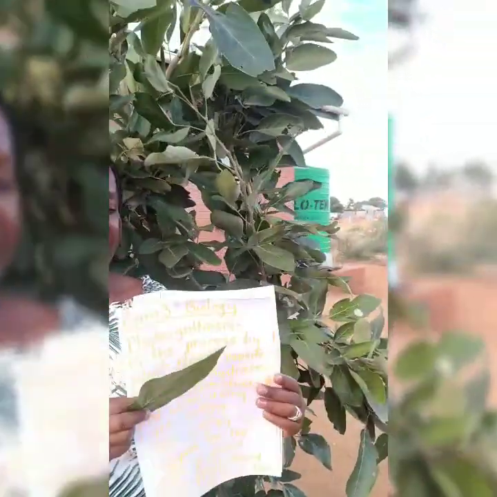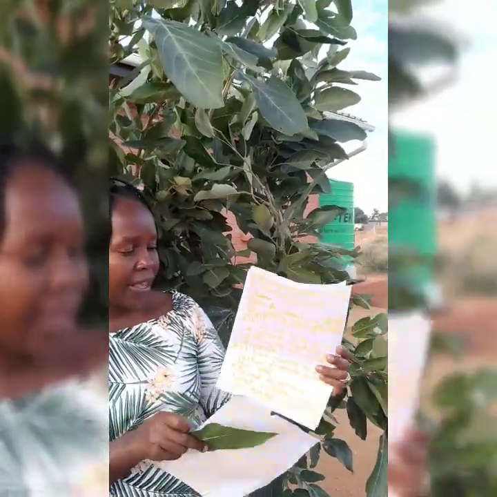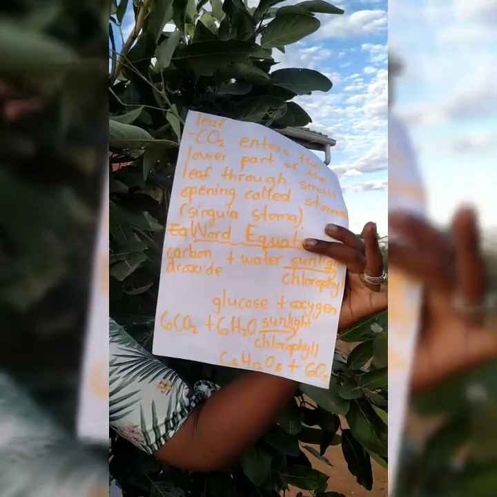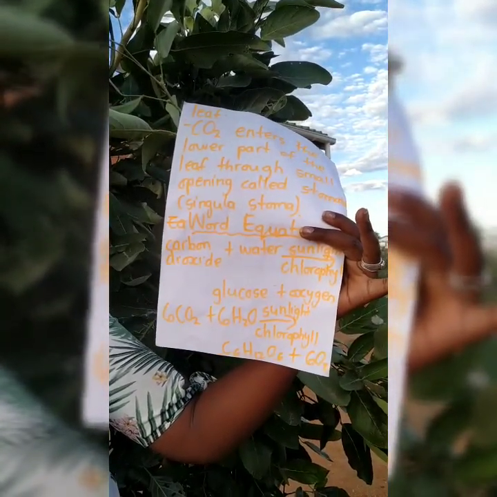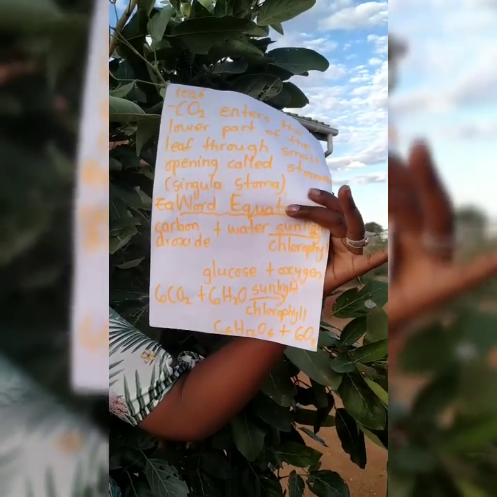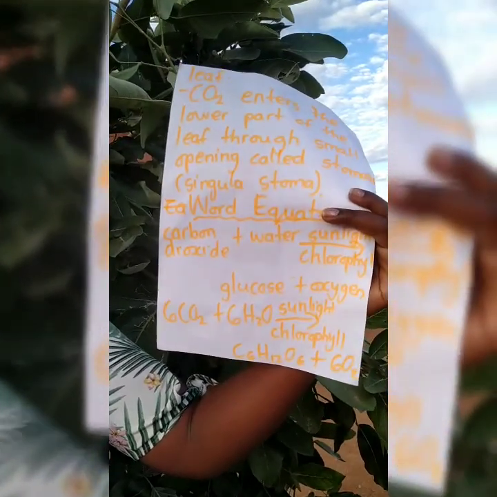If we look at the equation here, there is an equation which shows carbon dioxide plus water, in the presence of sunlight trapped by chlorophyll, to give glucose and oxygen. Glucose is the carbohydrate we are talking about.